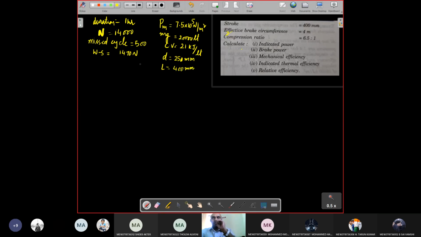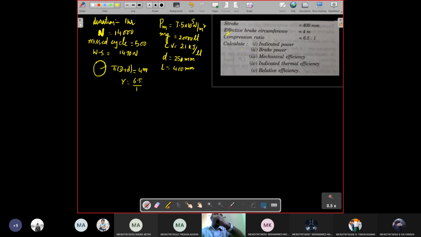And effective brake circumference, what does it mean? It is the perimeter, pi into capital D plus small d, where capital D is for the wheel and small d is for the rope. That is equal to 4 meter. And compression ratio R is 6.5 by 1. Calculate IP, BP, and mechanical efficiency.